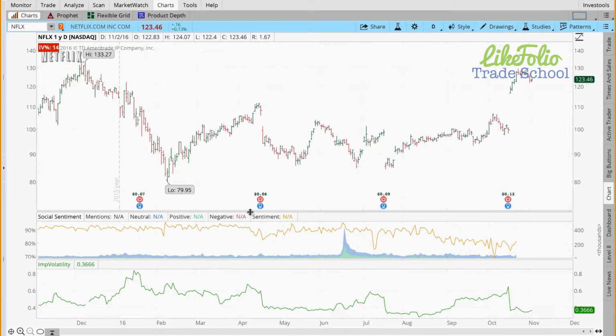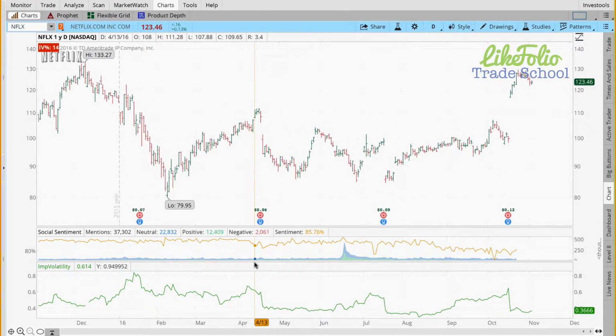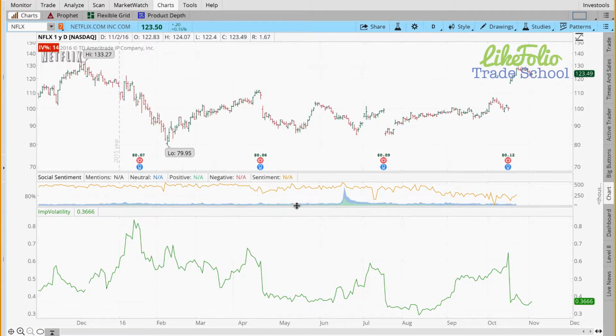Let's talk about put spreads and call spreads. First thing we want to do, we want to look at our implied volatility. We want to make sure the implied volatility is at the low end of the range, which makes it more advantageous for a debit strategy. We're going to be buying premium when we're buying put spreads and buying call spreads. So we only want to buy premium when the implied volatility is at the low end of the range. So as you can see here, that's pretty much the low end of the range right there.